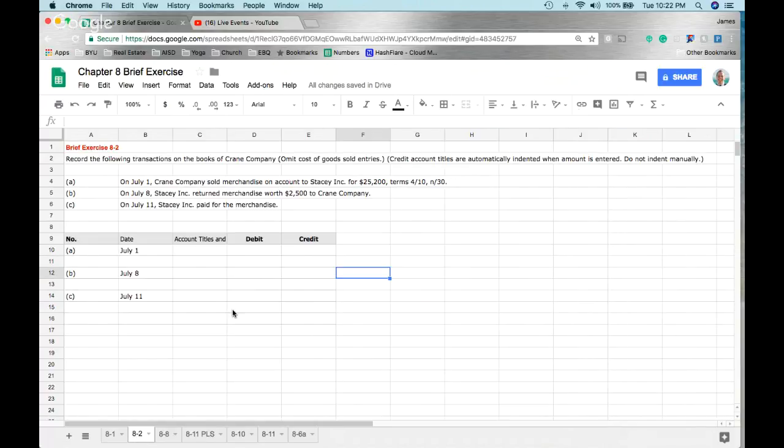All right. Next is brief exercise 8-2. Record the following transactions in the books of Crane Company. Omit cost of goods sold entries. Credit account titles are automatically indented. Actually, they won't be indented on here, but they will be on your homework when you do it. So I already put the dates in here to kind of speed it up.